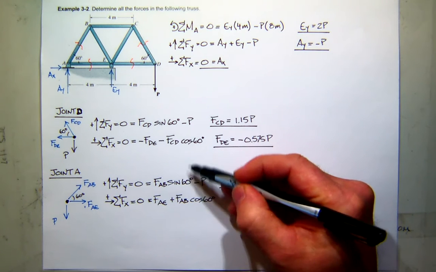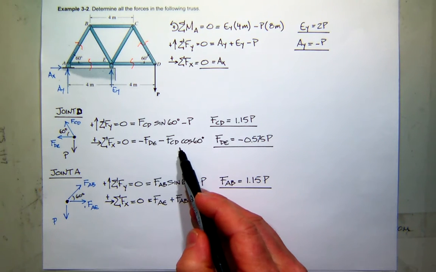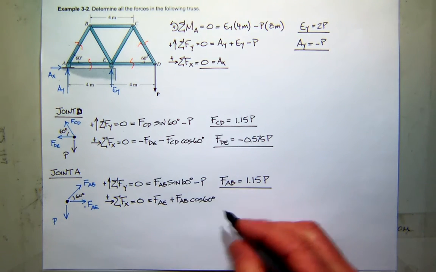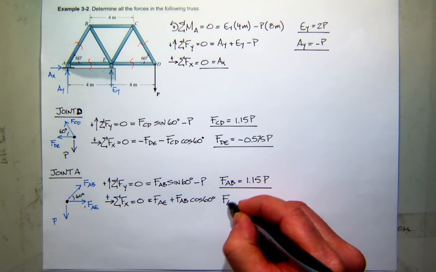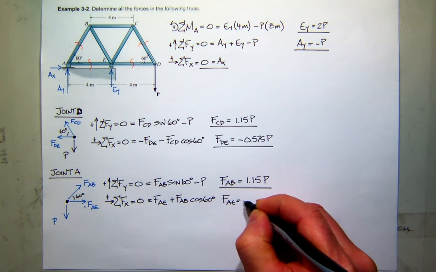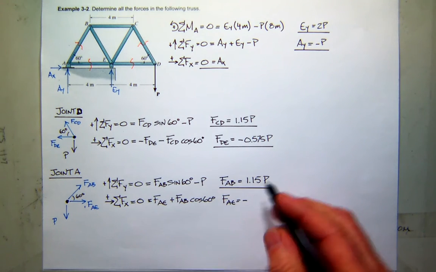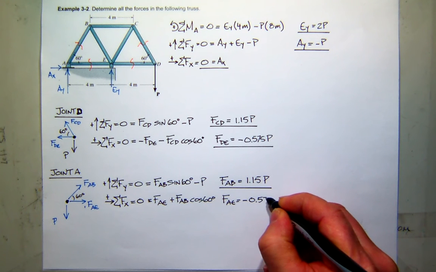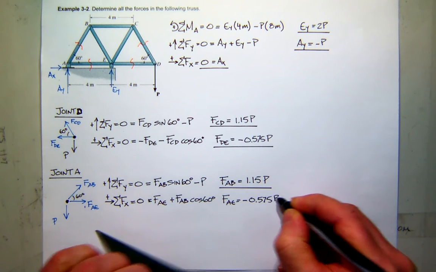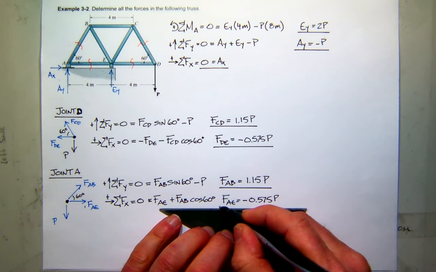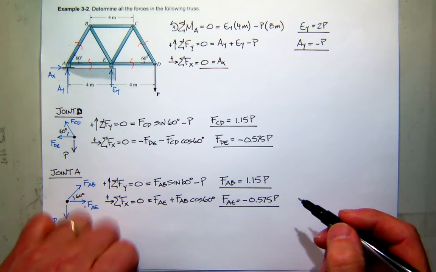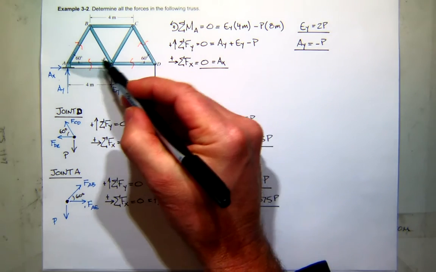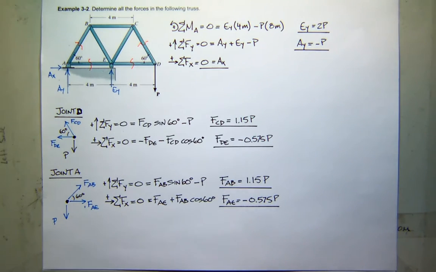And you'll notice these are pretty much the same except for the signs. Right? So when I solve for FAE, what do I get? I get negative, and I'm hopefully going to get 0.575. Is that what I got? Squiggle, squiggle. So now I'm caught up.